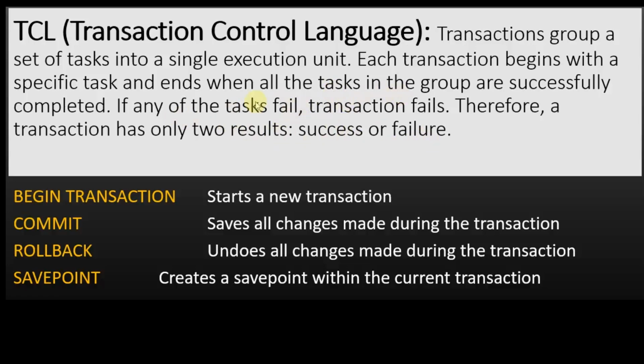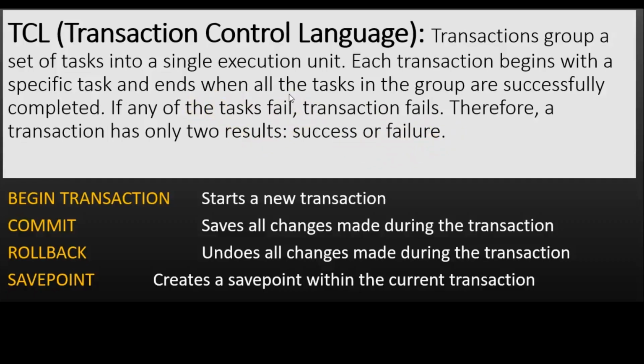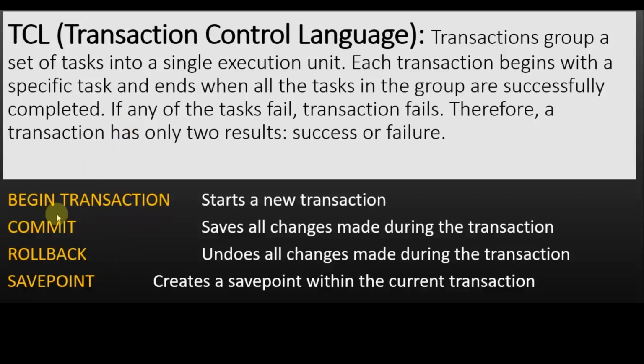If all the transactions execute successfully, then the result is success, means all the changes will be made. And if any of the statements in the group fails, then the result is failure, so means nothing is updated or saved. And these are the commands that are used in the transaction. Each group in the transaction begins with begin transaction, and commit means all the changes are saved permanently. Rollback means if something went wrong, roll back, undo all the changes made during the transaction. And save point is a checkpoint in the transaction.